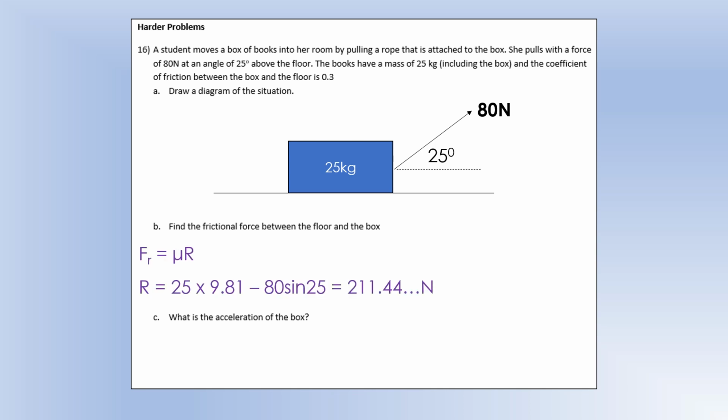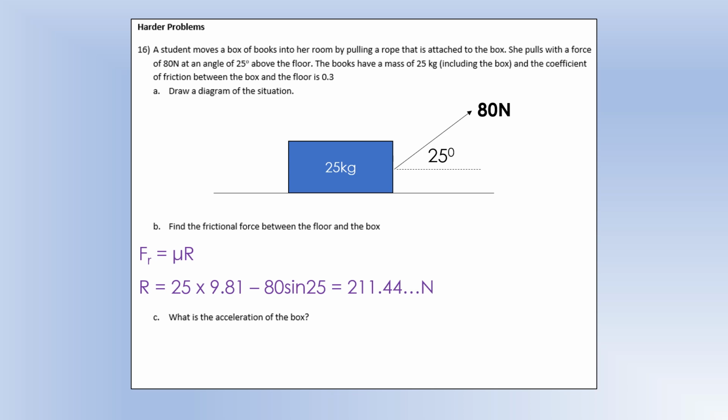Okay, so first of all, we need to calculate what the normal contact force is, which then allows us to find the maximum frictional force. So in this one, if we apply equilibrium in the vertical direction, downwards we've got the weight force, and then upwards we have both the normal contact force and the upward component of the 80 newton force.